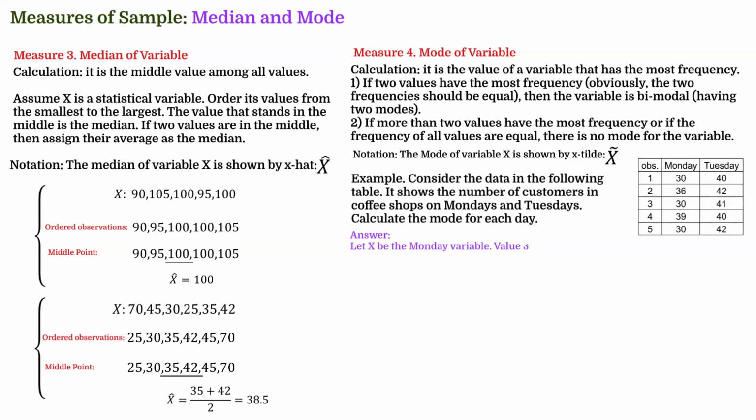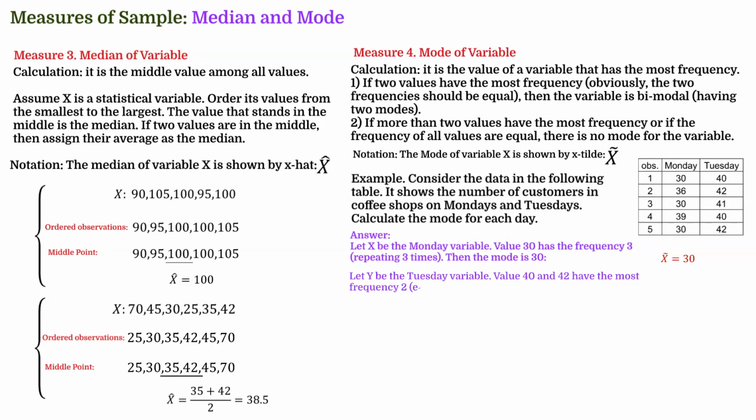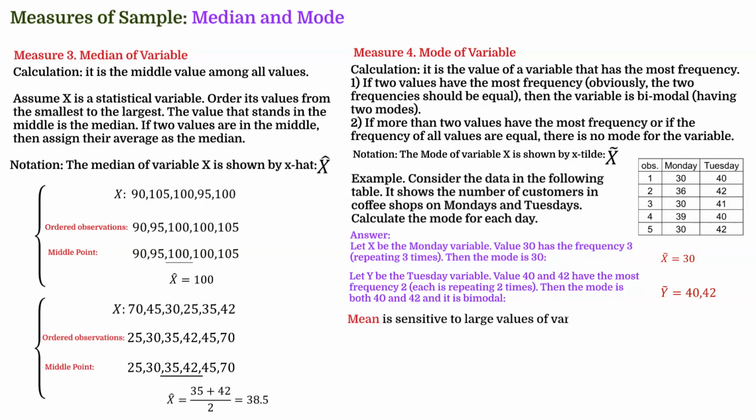Here's the data that you can see here. The answer: let x be the Monday variable. Value 30 has the most frequency, repeating 3 times. Then the mode is 30. X tilde is equal to 30. Let y be the Tuesday variable. Values 40 and 42 have the most frequency, which is 2. Each is repeating 2 times. Then the mode is both 40 and 42. So y tilde is equal to 40 and 42.